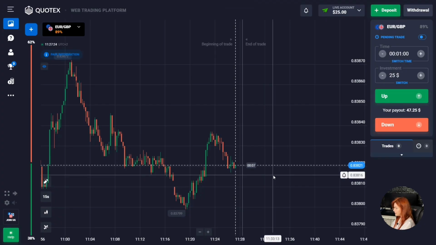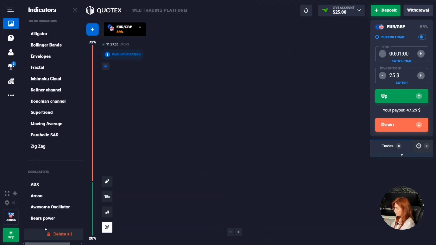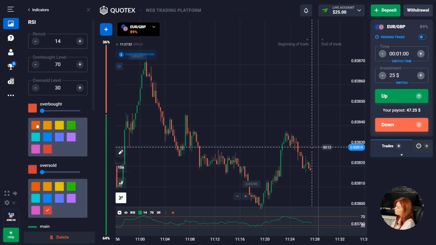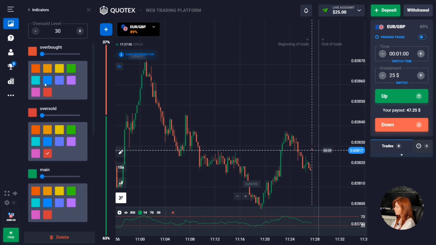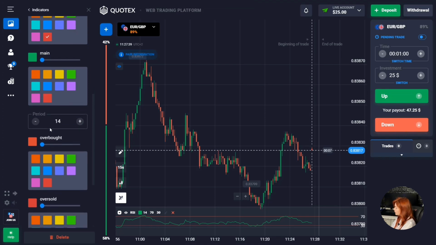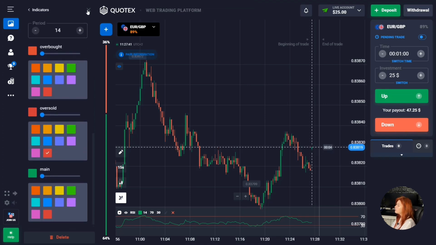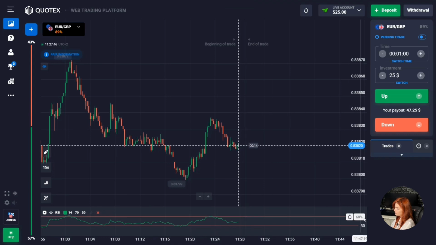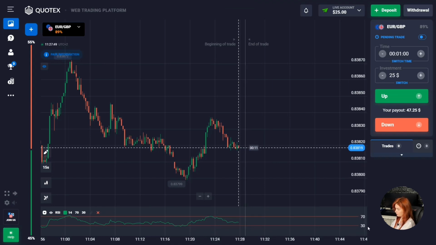In order to connect the indicator, click on this button in the lower left corner. A menu opens in front of us. We find the RSI indicator from this list and click on it. We'll leave all the settings by default. There is no need to change anything, guys. You can also choose any other color if you wish. Thus, as you can see, we have the RSI indicator under the chart. It consists of a horizontal line with a mark of 70 as well as a mark of 30.